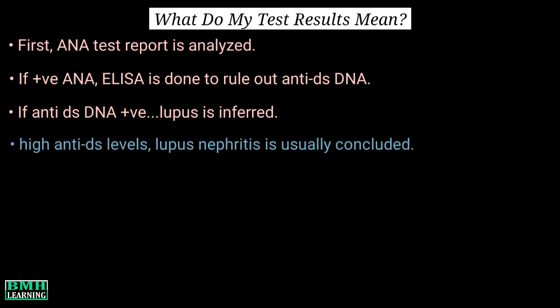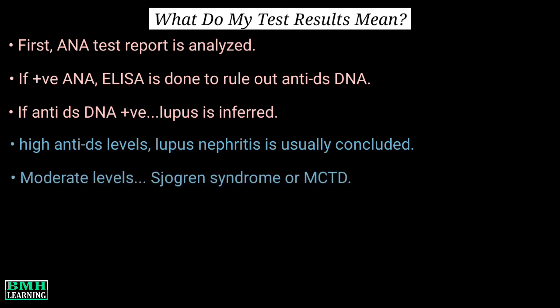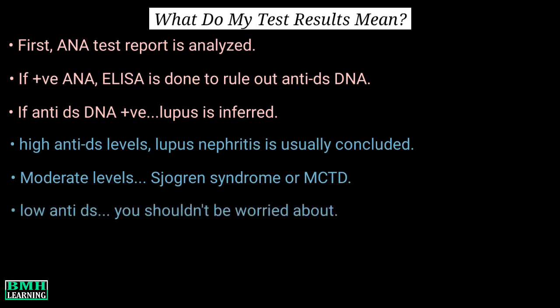So if the level of anti-dsDNA is high, lupus nephritis is usually concluded. And if the levels are moderate, it's thought to be associated with other autoimmune diseases like Sjogren's syndrome or MCTD, that is, mixed connective tissue disease. And in case the results point to low levels of anti-dsDNA, it usually signals that you should not be worried. But that doesn't signify at all that lupus has no role to play in your condition.